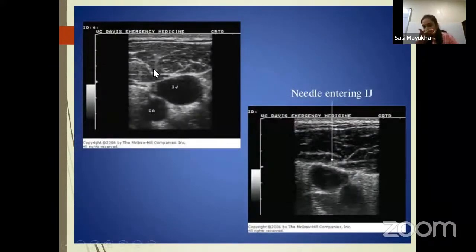This is an ultrasound image of the internal jugular vein. Here you can see this is the internal jugular vein. This is the carotid artery. How do we differentiate between these? Either using a color Doppler or you can do a compressibility test. When you try to compress, the veins are always collapsible. So you can see if you compress this, the internal jugular will collapse. So it's easier for us to identify that this is the internal jugular vein. In this, you can see the needle will be entering into the internal jugular vein.